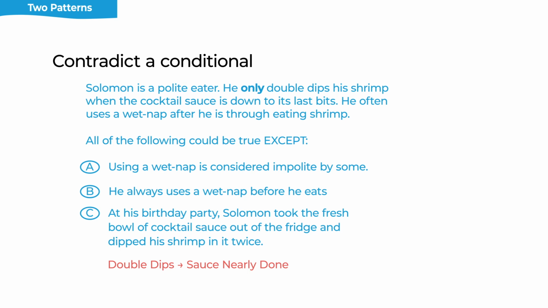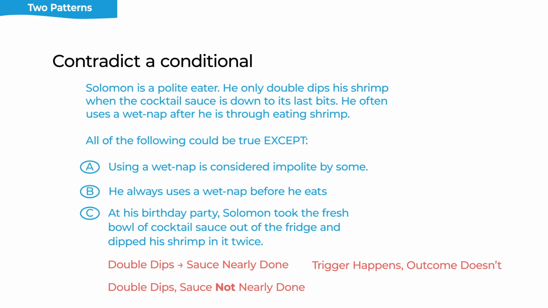The necessary thing. The contrapositive would say, if the sauce isn't down to its last bits, he's not going to double dip his shrimp. But we were just given a counterexample. When you're trying to contradict a conditional, it has nothing to do with negating or contraposing. It just means provide one counterexample. The form of a counterexample is always something in which the trigger happens, but the outcome doesn't. So in this case, he double dips, but it was not the case that the sauce was nearly done. So C would be the correct answer here.